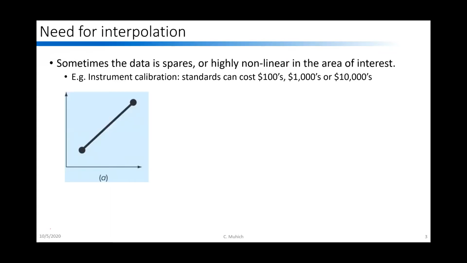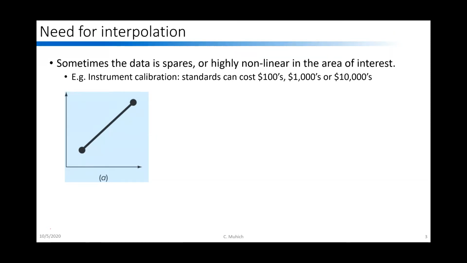But first, let's talk about the need for interpolation. A lot of times data is relatively sparse or highly nonlinear in an area of interest. This means we can't get enough data to really fit a line or a curve as well as we might like. So you might say, well, can't you just go and get more data to provide a better fit?